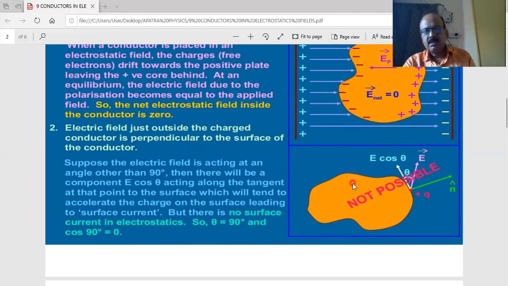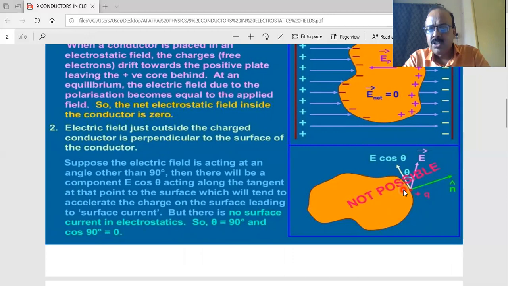Let us suppose here. Now we can understand it. Suppose it is a charged metallic object or conductor, and we assume that the electric field is not perpendicular, that means not normal to the surface. There is an angle theta with a tangent at that point. Therefore, there will be a component E cos theta along the surface, and another component E sin theta. Since it is a conductor, free electrons are available everywhere, and there is a component of the E along the surface.